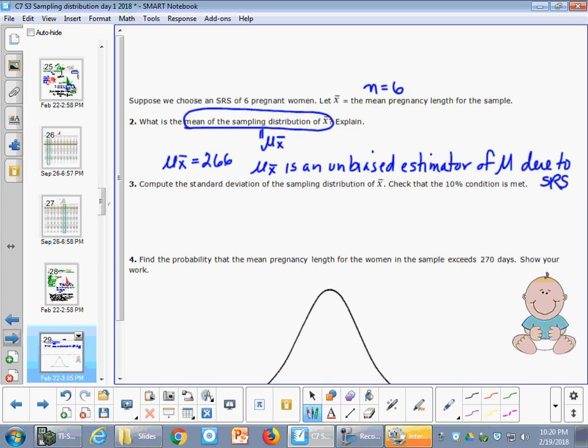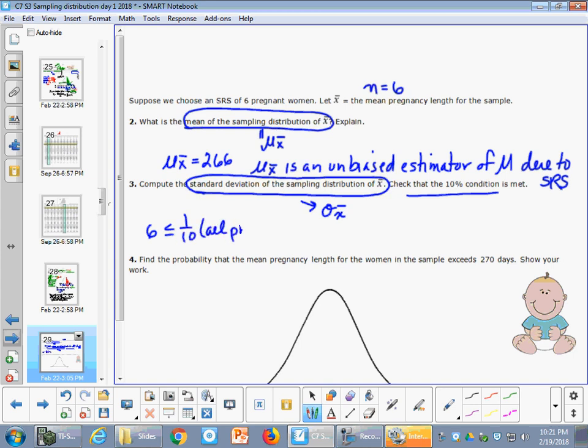Okay, compute the standard deviation, check that the 10% condition is met. The standard deviation of the sampling distribution, those words are the symbol sigma sub x bar. So let's do is 6 less than or equal to 1/10 of all pregnant women. And I think it's safe to say that 6 is less than or equal to 1/10 of all pregnant women. So my sigma sub x bar is going to equal 16 divided by the square root of 6. And if we take a look at that, that happens to be 6.532.